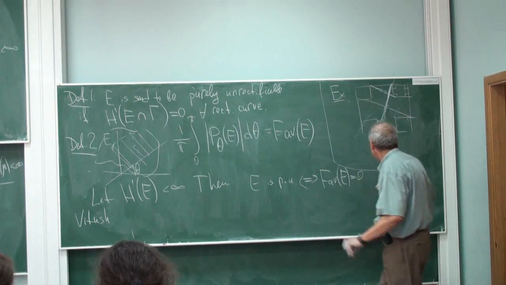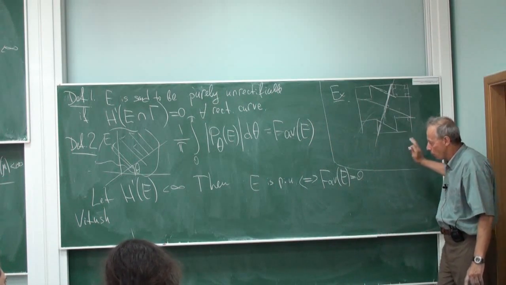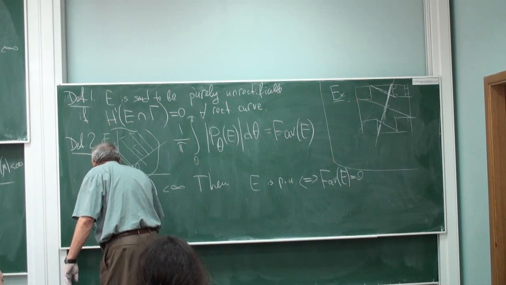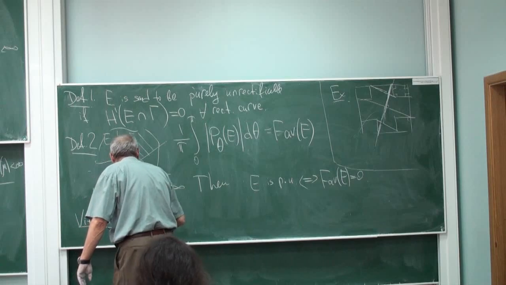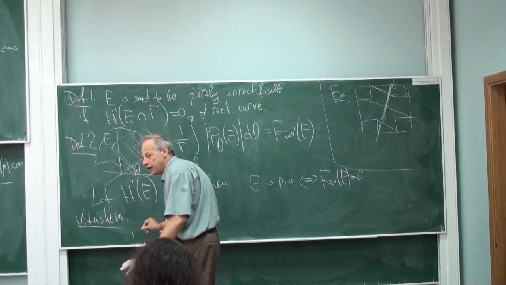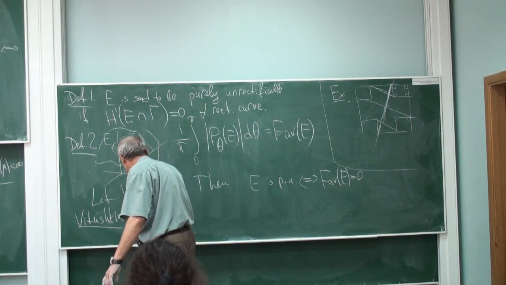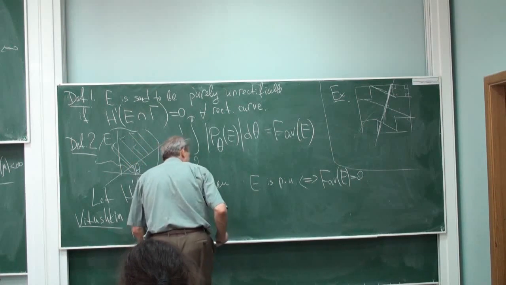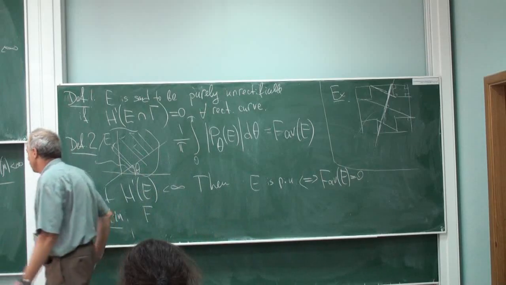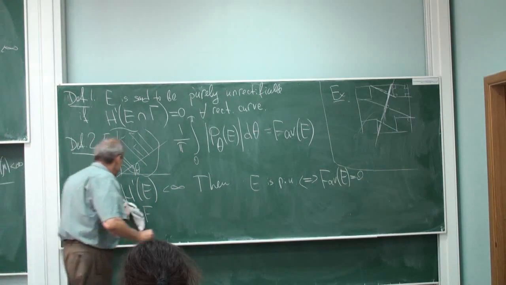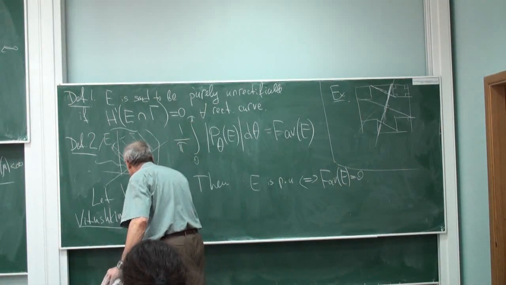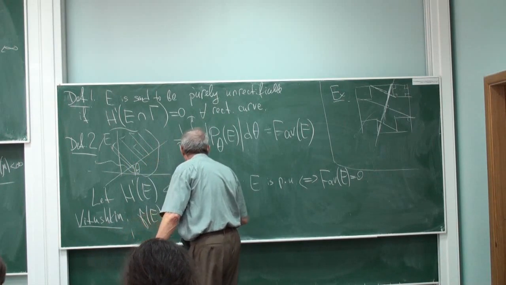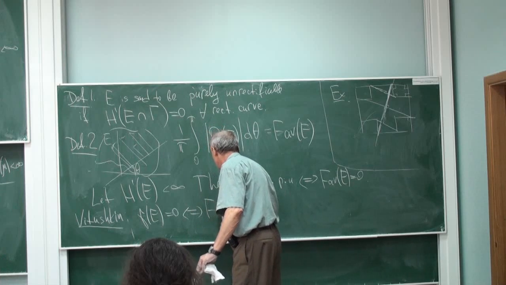And actually, Vitushkin conjectured the following. For any compact set, the analytic capacity is 0. In other words, the set is removable for bounded analytic functions if and only if the Favard length is 0.